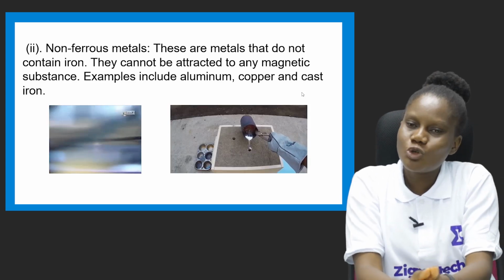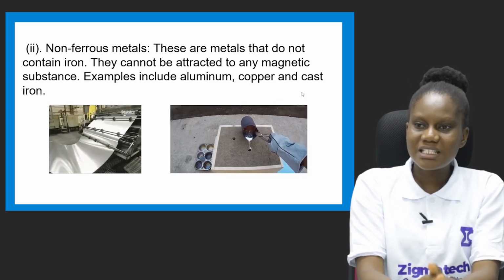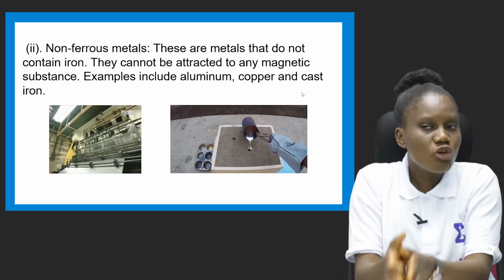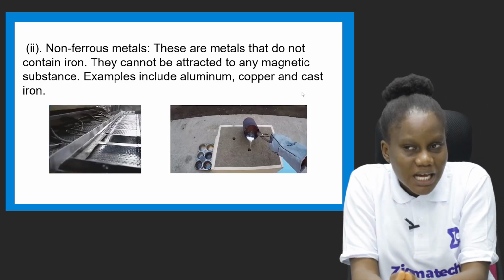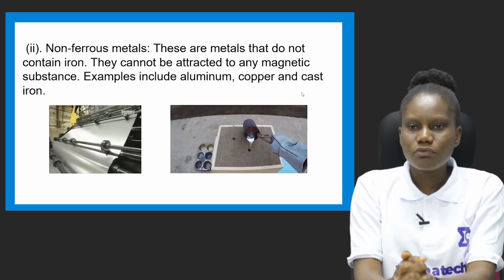Non-ferrous metals do not contain iron. Ferrous metals possess magnetic properties. That means they can be attracted to magnets. Non-ferrous metals cannot be attracted to magnets. The reason being that they do not contain iron. So what are the examples of non-ferrous metals?